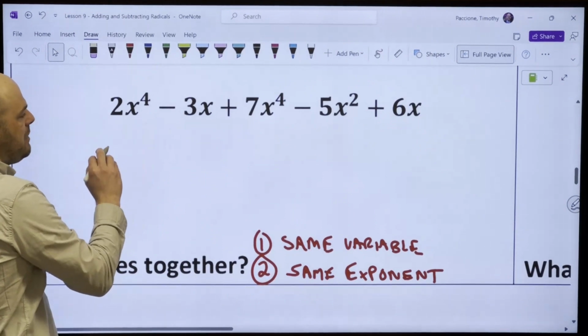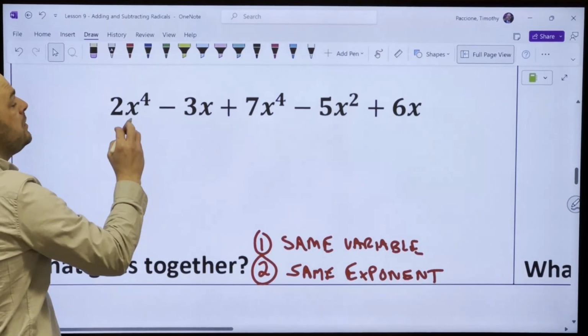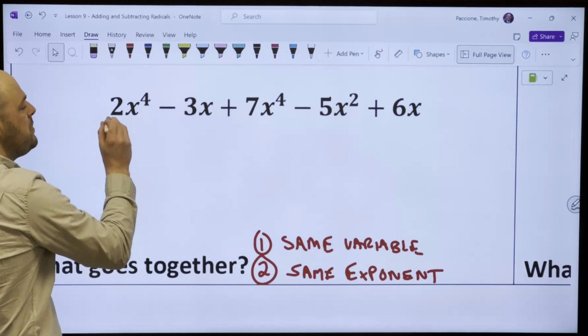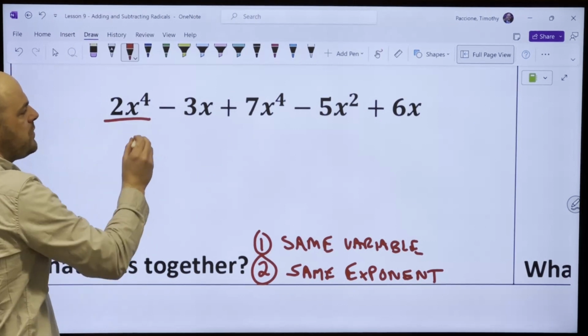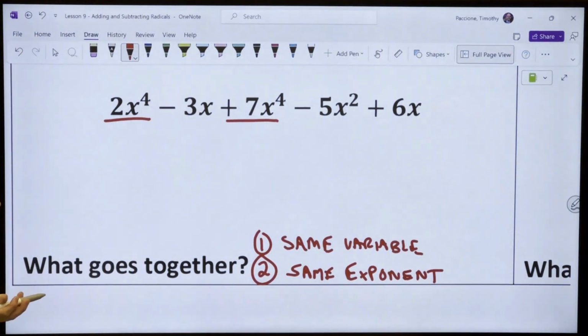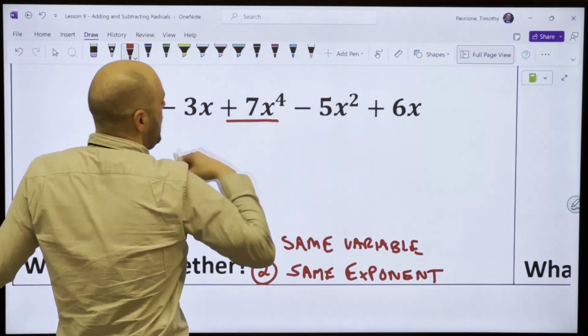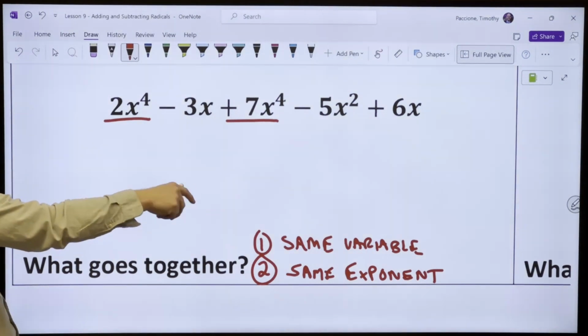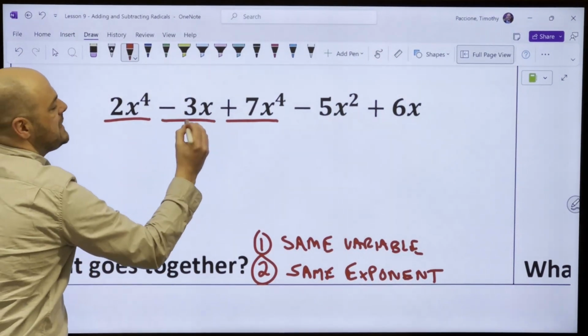I like to use the underlining method. Some people just do it in their head, right? Just be careful with your signs. This is an x to the fourth, so I look for any other x to the fourth, and I underline it like so. And then once I find all my x to the fourths, I start over. And my next thing gets 2 lines.